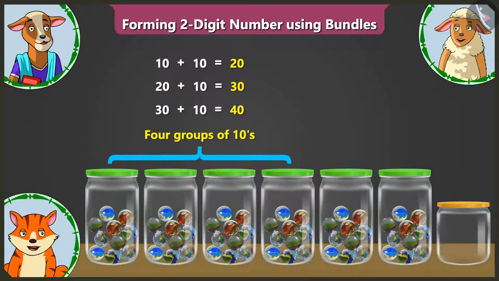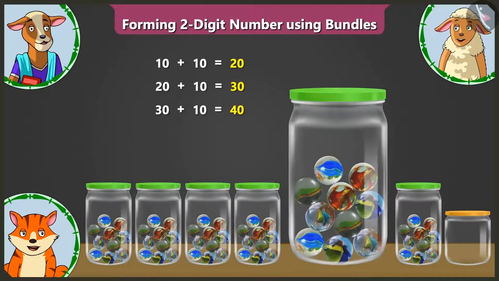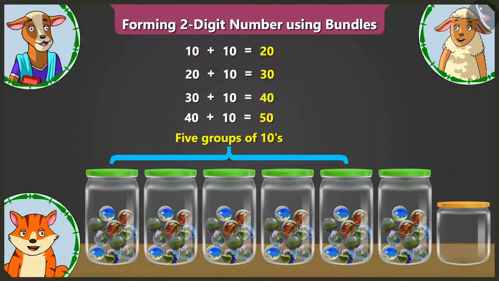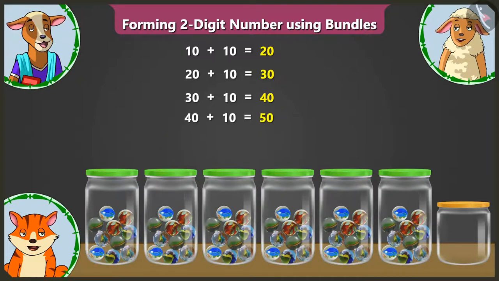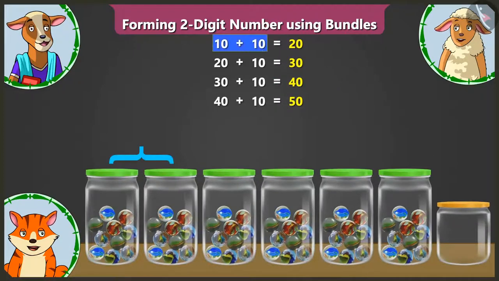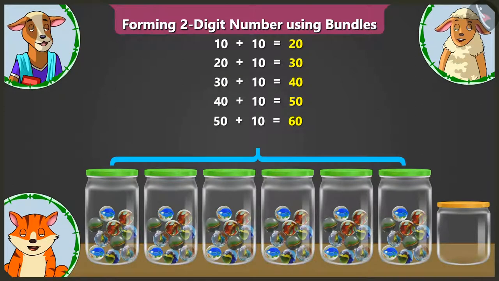Four groups of tens. This fifth jar also has 10 marbles. This makes it 10 and 10, 20, 20 and 10, 30, 30 and 10, 40, 40 and 10, 50. Five groups of tens. Look, the sixth jar also has 10 marbles. This makes it 10 and 10, 20, 20 and 10, 30, 30 and 10, 40, 40 and 10, 50, 50 and 10, 60. So, these are six groups of tens.